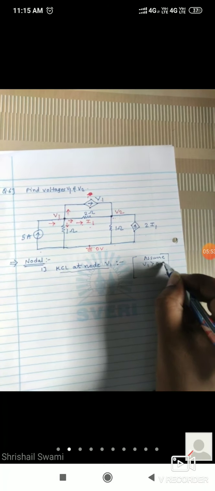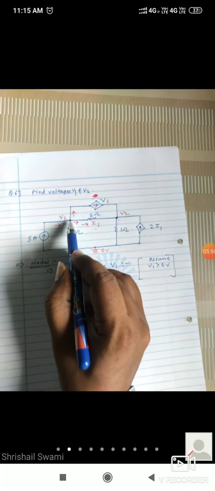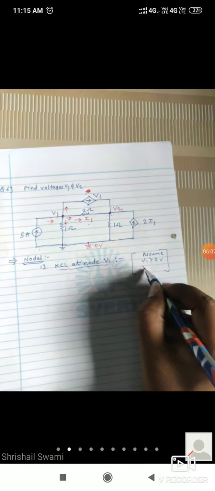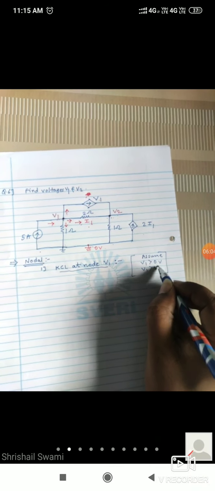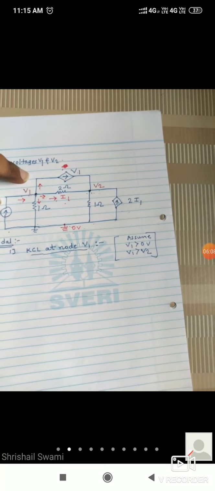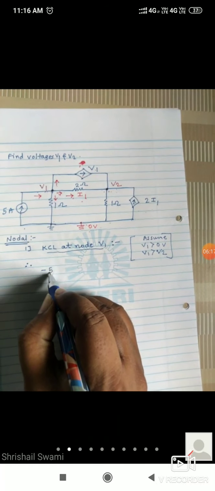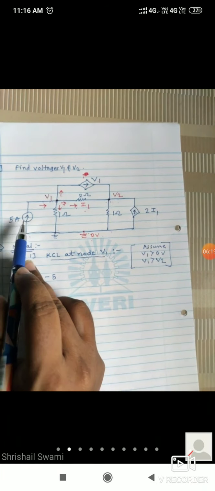Okay, so I will write V1 is greater than 0 volt for this branch. V1 is greater than 0. This is also ground here. And for the second branch, V1 is greater than V2. So only two assumptions will be there because for the other two branches already current values are given. Okay, now I will write one will be the negative, other will be the positive. So -5. This is incoming -5.